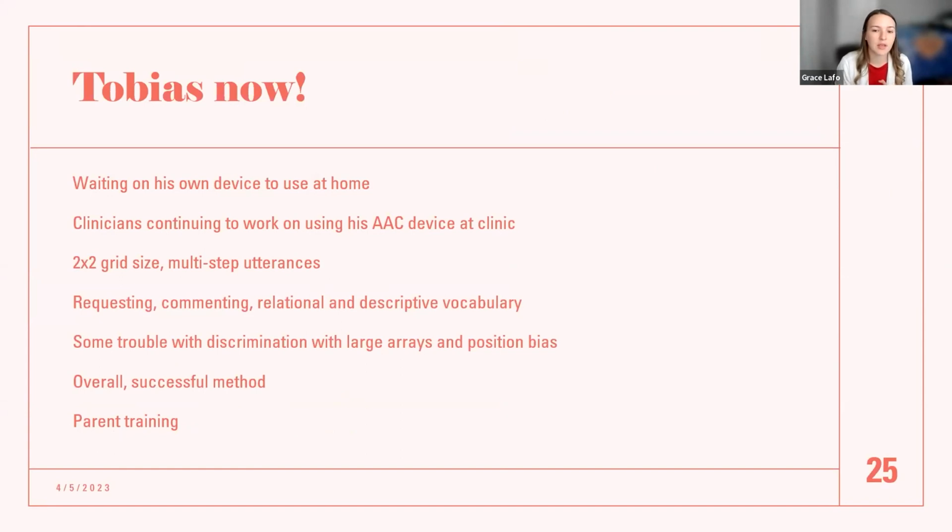Right now, he has a 2x2 grid size, and he's able to produce multi-step utterances. So to say, I want bubbles or something, or I want the blue ball, he can say, I want blue ball. And it goes through multiple steps just to produce a request, which is super cool. He's able to scroll through pages to find the symbol that he wants.